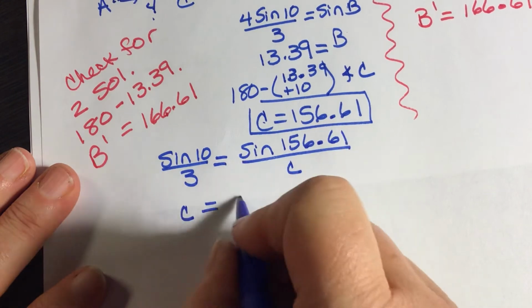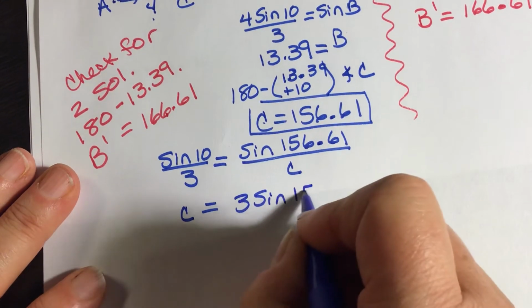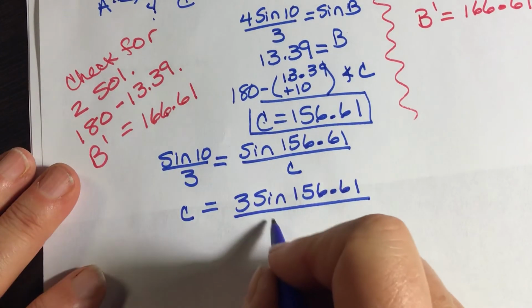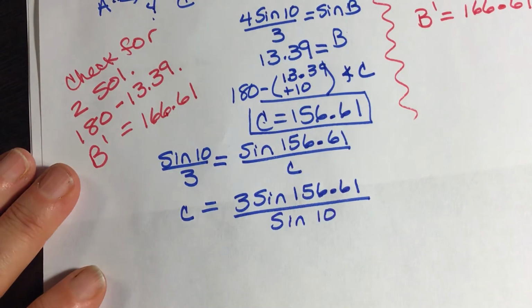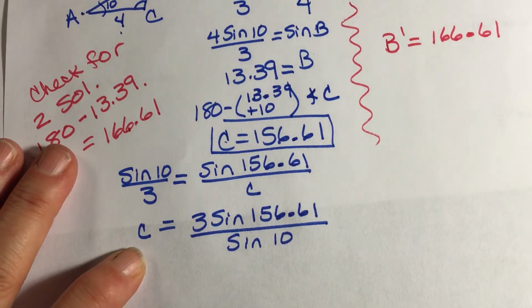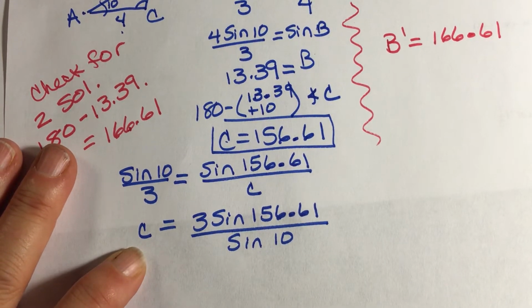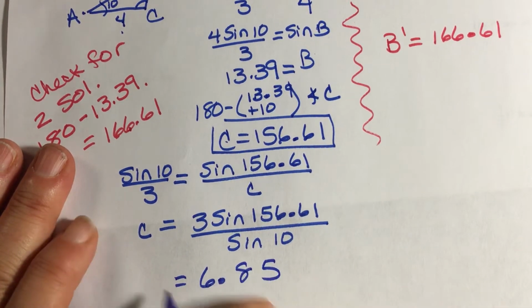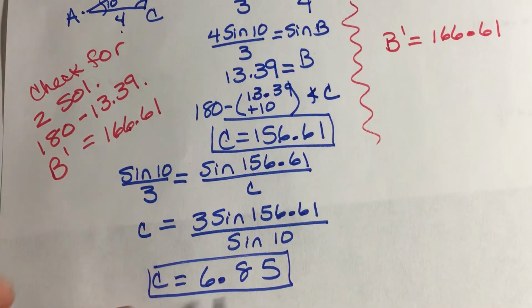So I have 3 sine 156.61, and then I'm going to divide by sine 10. So I'm just going to do those calculations off to the side. 3 sine 156.61 divided by sine 10. And I get 6.85. Okay, so side C would be 6.85.